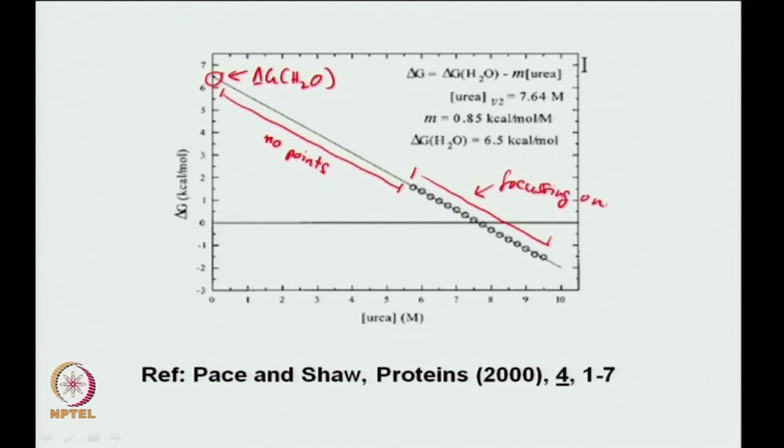This is what you are focusing on, and the rest you are just extrapolating. So, now you understand what this linear extrapolation is all about. You get delta G over a very small range of denaturant concentrations, and then, assuming that linear dependence, you extrapolate it to your y intercept, and you get the value of delta G H2O, which otherwise would have been very difficult for you to get.